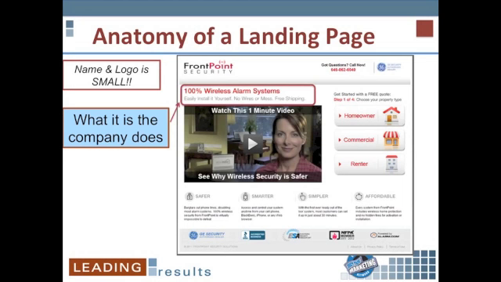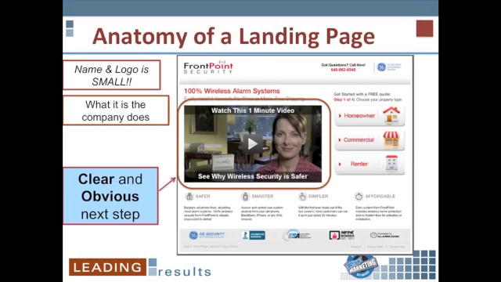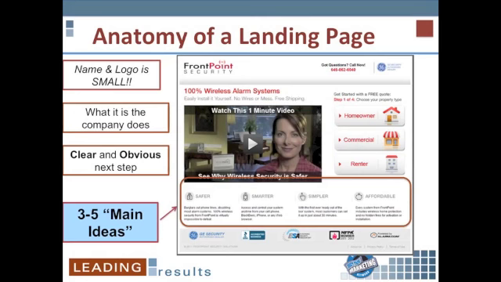So if you Googled wireless alarm systems and this came up, that looks pretty damn relevant. That means you have that 8 seconds to work with to convince them to take the next action. The first action was, stay on this page, please. There's a clear and obvious next step. They want you to watch this 1-minute video about the wireless alarm system and why it's a pretty good idea and you should consider it.